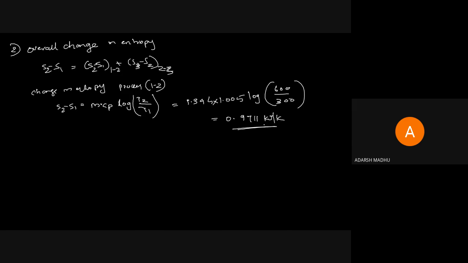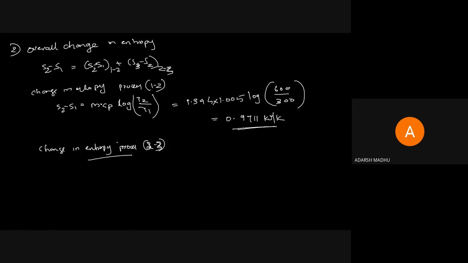And there is nothing more to calculate for this value, mCp log T2 by T1. Okay. That is the first case. Now the change in entropy for the second case, process 2 to 3. Sorry, 2 to 3.